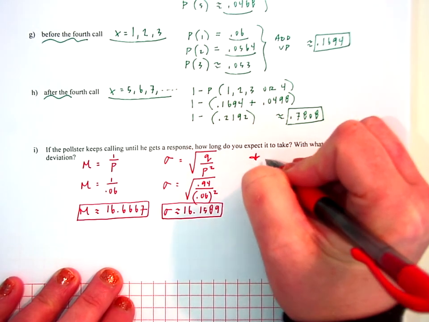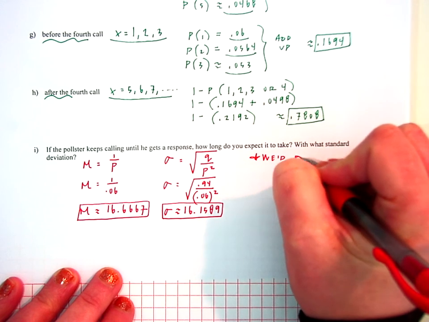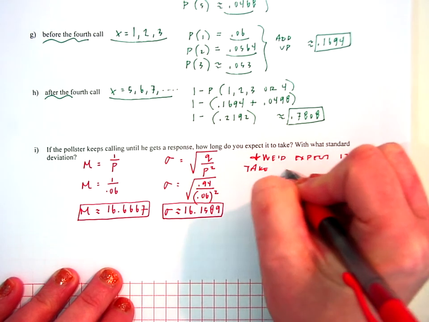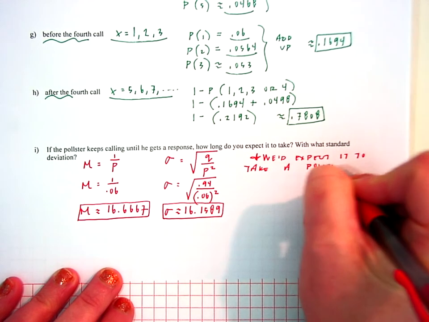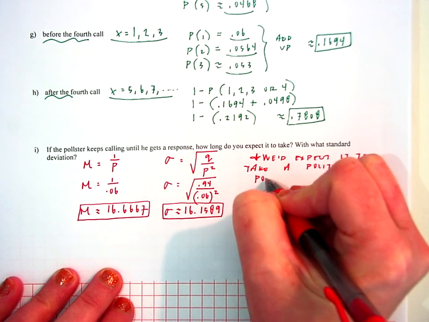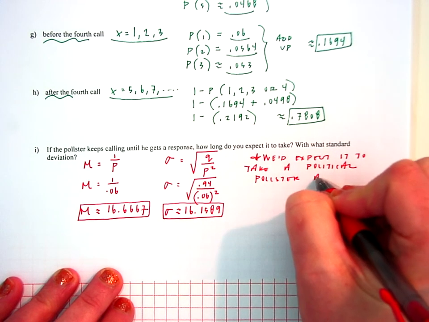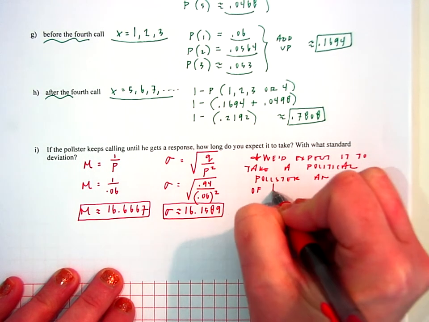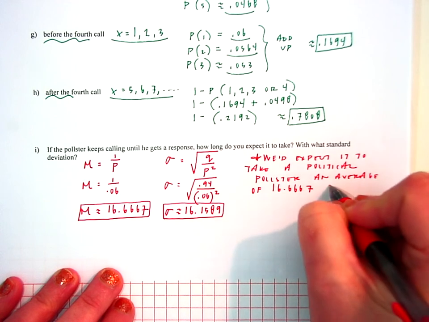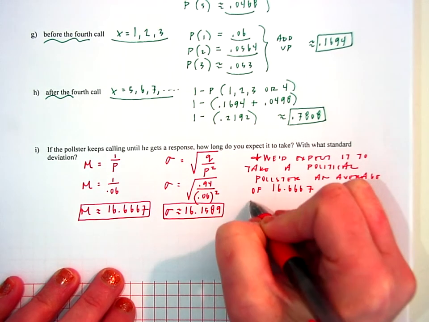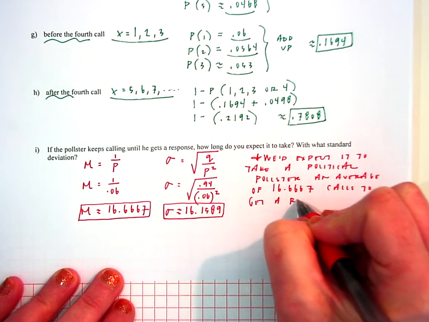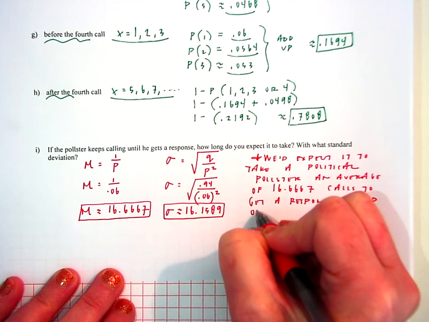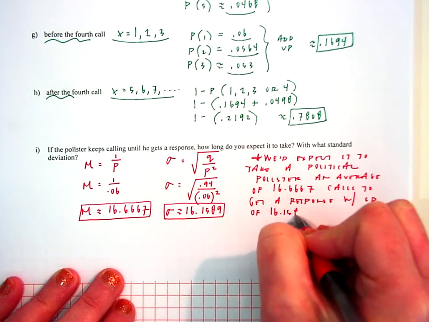So again, if I summarize that, that means that we would expect it to take a political pollster an average of 16.6667 calls to get a response, with a standard deviation of 16.1589 calls.